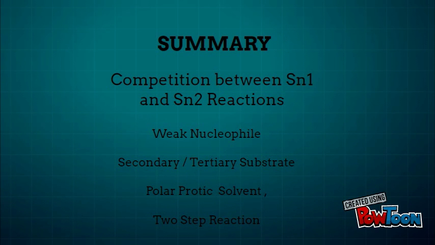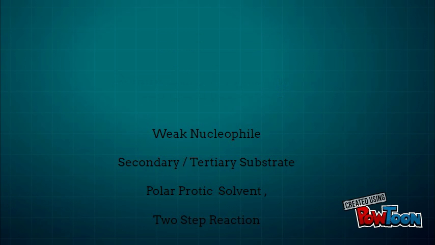SN1 reaction pathways are favored by using a weak nucleophile, which means disfavoring the SN2 pathway, as well as a secondary or tertiary substrate in a polar protic solvent, which all occurs in 2 steps.